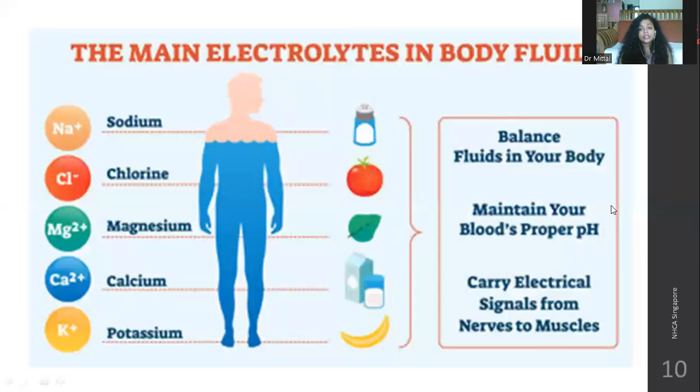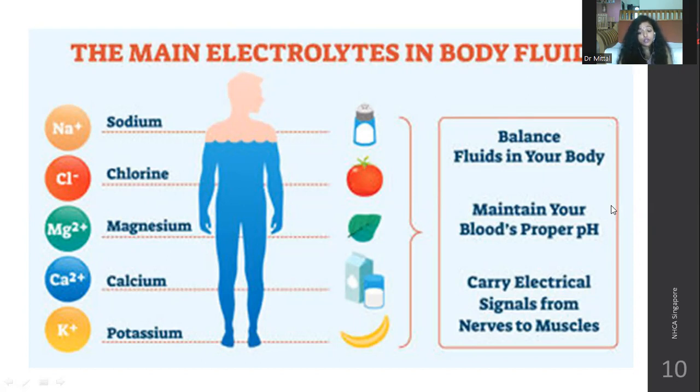So these are the main electrolytes which are required by the body. Sodium we have discussed in detail just now. Chlorine, magnesium, calcium, and potassium. The balance between these electrolytes and water within your body leads to a state of health. These electrolytes have to find a proper balance in your body. The presence of all these electrolytes will also maintain proper blood pH levels, not too acidic, not too alkaline. The areas where sodium and potassium function will be alkaline in nature. Other parts of the body have to be acidic in nature.